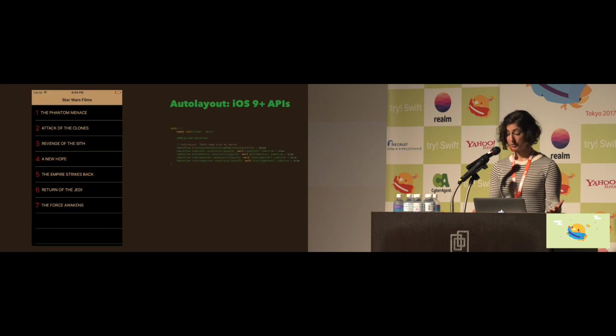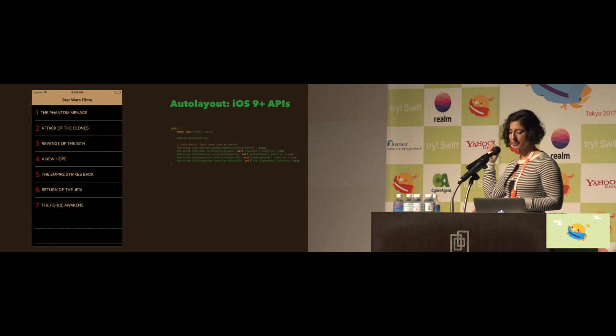So if I'm not using storyboards, like I said, we're going with programmatic auto layout. In my little Star Wars app, we can see that the main view is a table view, and that table view is the same size as its parent. Now the code here on the screen shows how I can use iOS 9's layout anchors to set up that layout. As you can see, it's a bit verbose, but it works.